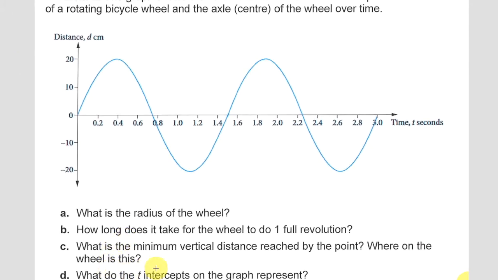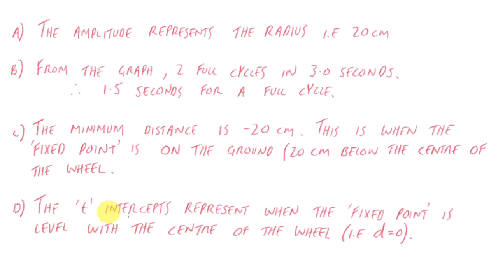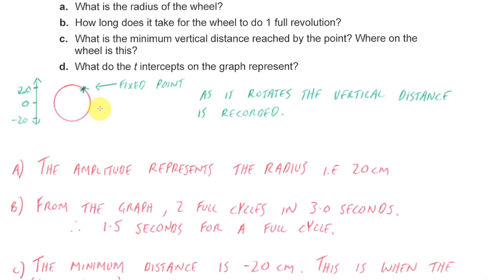D, what do the t-intercepts on the graph represent? So what does this position here, what do they represent? So the t-intercepts represent when the fixed point is level with the centre of the wheel. So getting back to our diagram, whenever we're here or here, that's a t-intercept. So it's when the fixed position is level with the axle. Remember, the axle is in the middle of the wheel. That's what that represents.